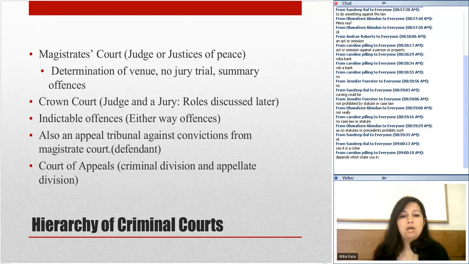All right. Now, the hierarchy of the criminal courts. What is the hierarchy? Hierarchy is how the courts are set up. For example, which court is your most powerful court, the most epic one? Then what comes next, and what comes next, and then which court is the least, right at the bottom.